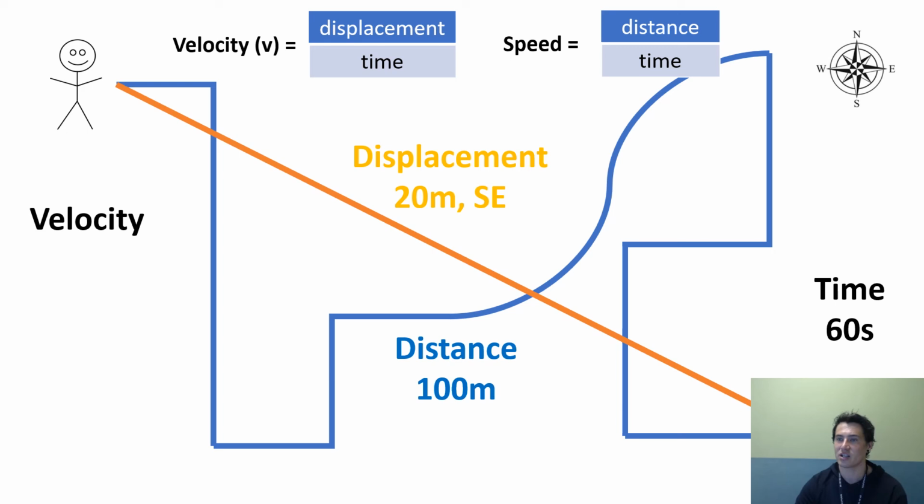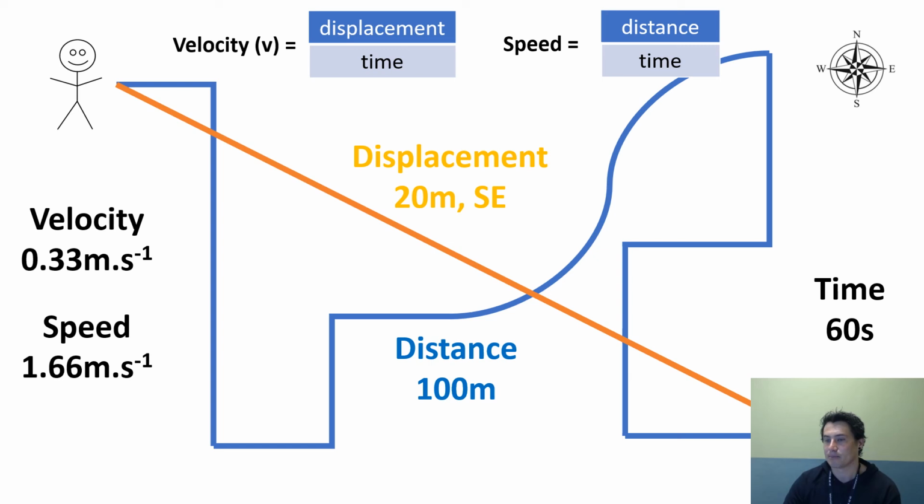If we use our equations, velocity was displacement of 20 meters divided by the time of 60 seconds. Their average velocity over that displacement was 0.33 meters per second, which is slower than their speed. Their speed was 1.66 meters per second. So we went distance, 100 meters divided by the 60 seconds is 1.66 meters per second.